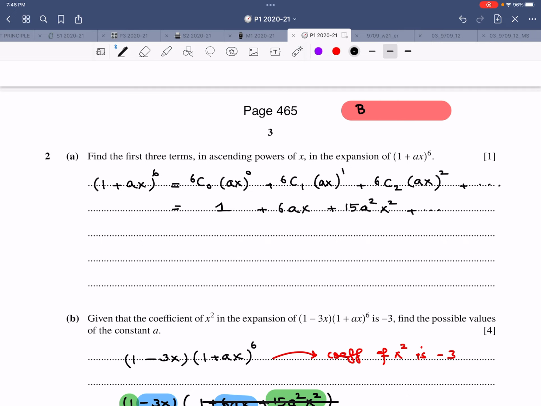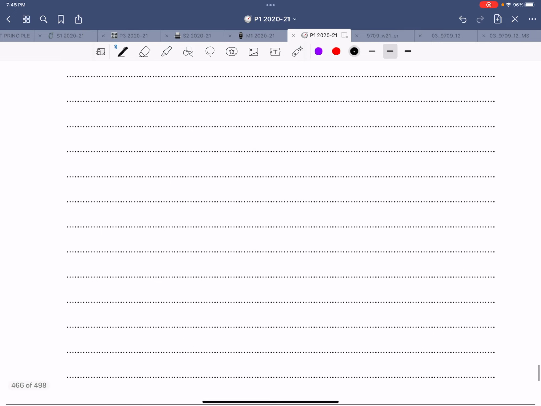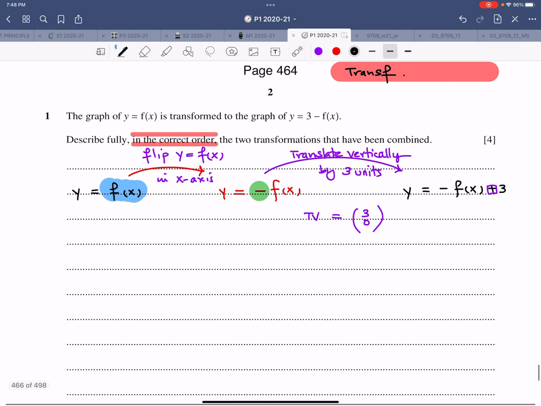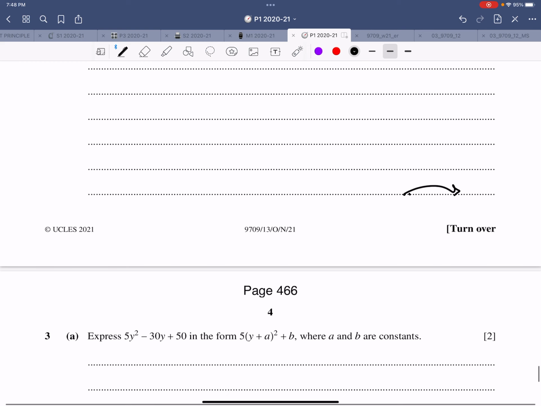And the first one was transformation of graph. So, this is 4 marks. And then 5, and 5 plus 4 is 9. So, altogether 9 marks up till here. Let's move on. Question number 3.